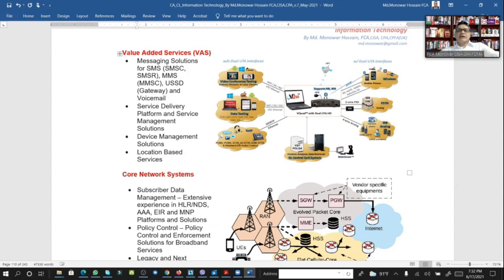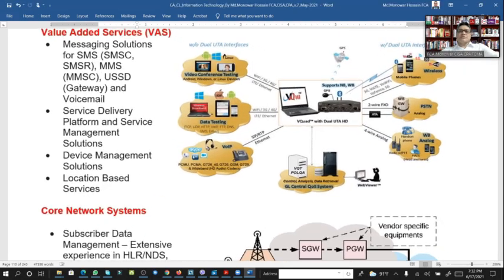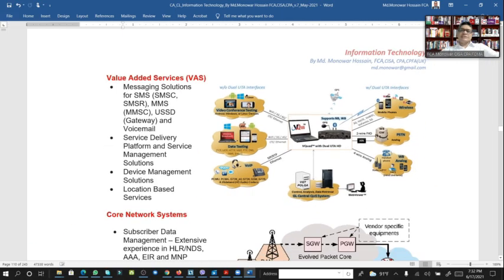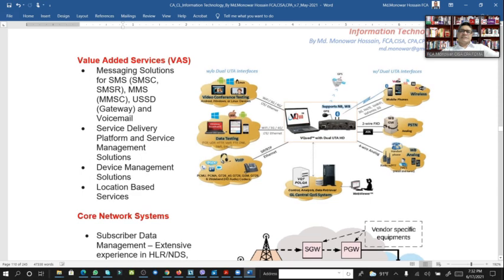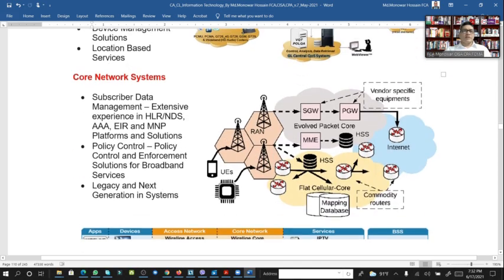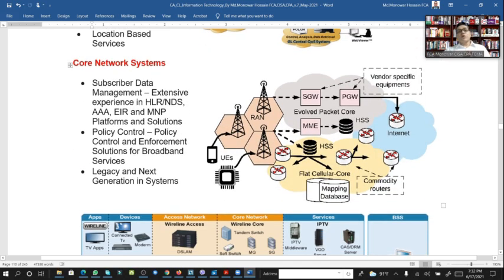If we see here, nowadays in all services and within the digital service, each and every point is interrelated, each and every work is interrelated, each and every segment is interrelated within the organization, not only the organization, but the overall system of the business. And core network system, here we say the subscriber data management and policy control and license of next generation system. So core network system, if we see the picture here, here is vendor specific equipment through the internet.